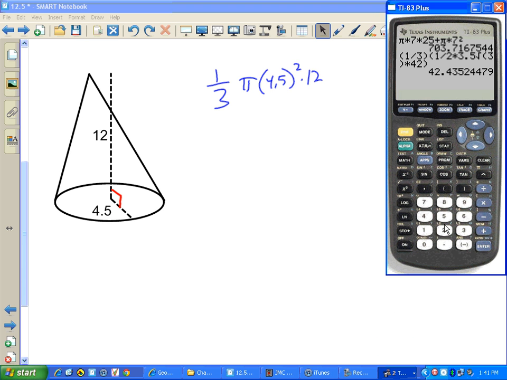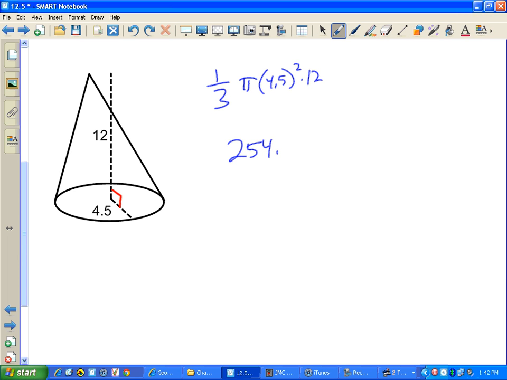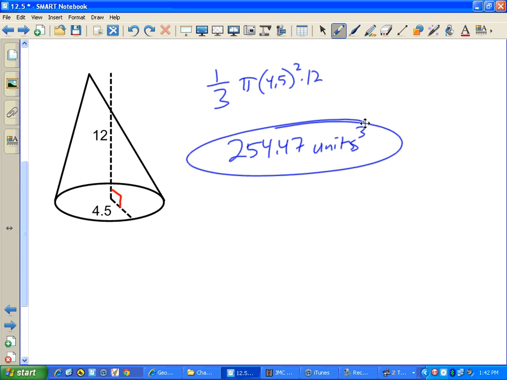Let's type this in. So we've got 1/3 times pi times 4.5 squared times 12. That's 254.47, and whatever the units are, units cubed. So pretty straightforward. The only new thing is we're taking a third of what we were finding in the previous section.